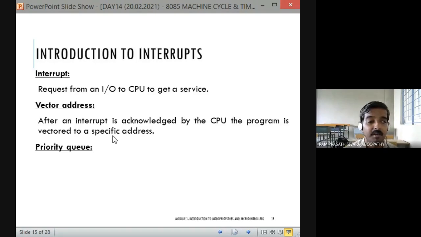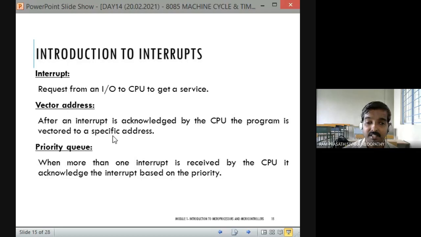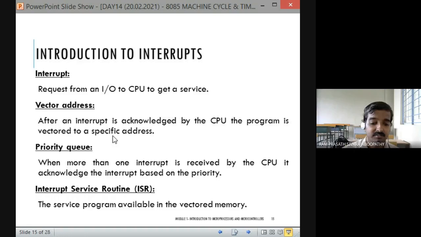Okay. Then priority queue. What is meant by priority? If more than one interrupt occurs at a time, the CPU has to resolve the priority. Okay. If 5 interrupts come at the same time, it cannot service all 5 at once. So based on the priority, the CPU will service one after another. Fine. Then finally, we already discussed the ISR, the service program available in the vector memory. That we call it as the ISR routine. Okay. So that's all about the introduction to interrupts of the 8085 microprocessor.